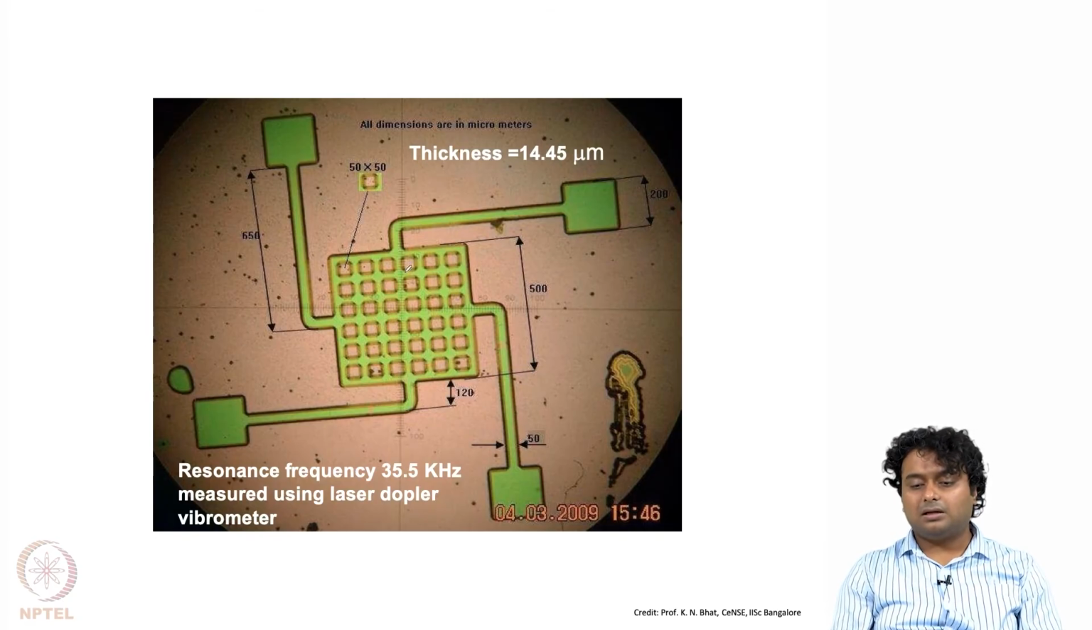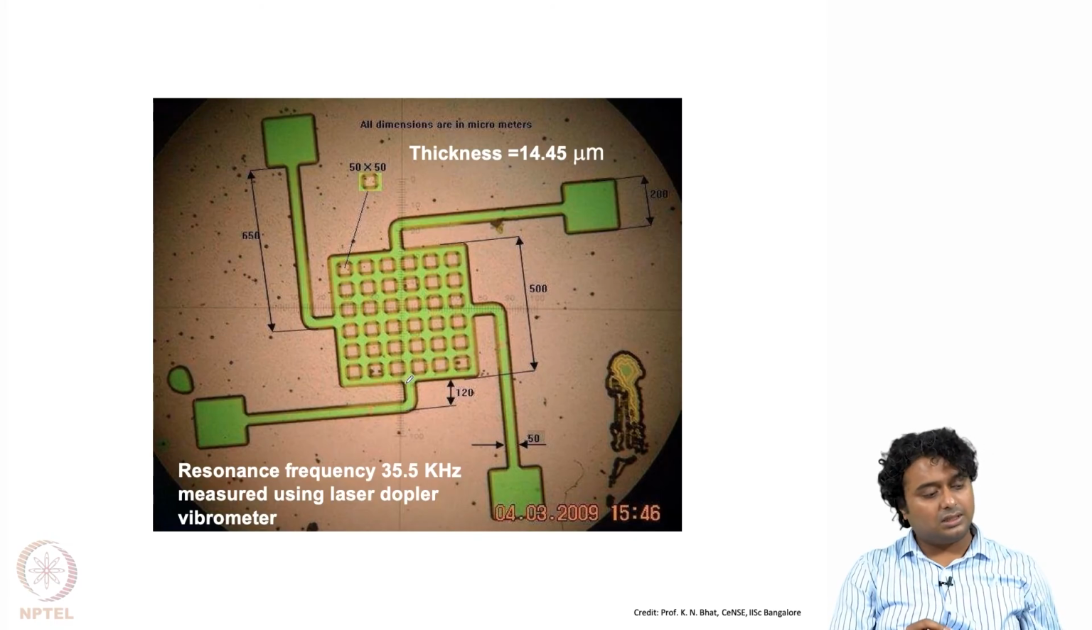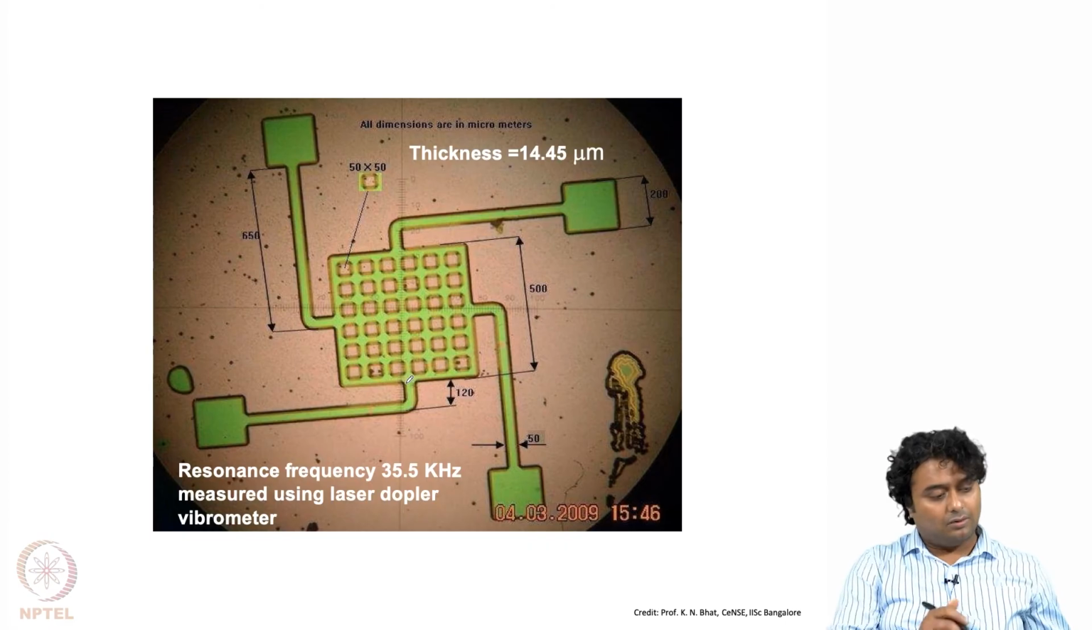And this is the real optical micrograph image of the capacitive accelerometer, and here you can see this particular system we call laser Doppler vibrometer. Using that system the frequency of vibration can be measured. As we know, all structures have a resonance frequency, and what is that resonance frequency?